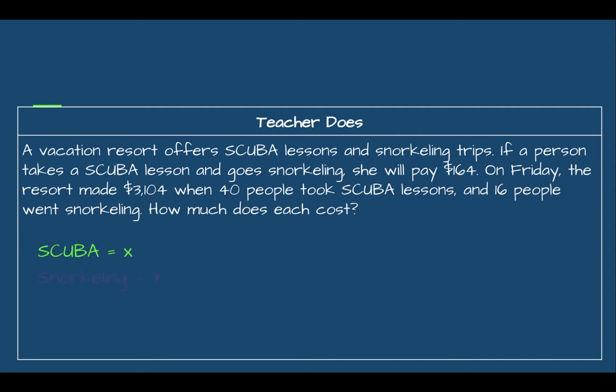Let's start out by defining what each is. So here I'm going to say scuba is X and snorkeling is Y. If you wanted to use different letters to help you know which was which, that's fine. Just make sure you can know. Here, S would not be a good choice since scuba and snorkeling both start with S. So now let's start picking out information. A scuba lesson and snorkeling, so that's 1X and 1Y. That total is $164. So my equation is X plus Y is 164. One of each is 164.